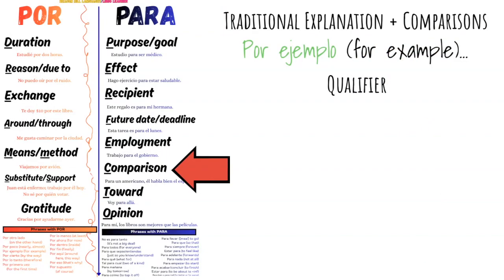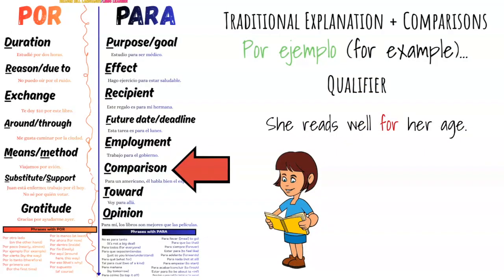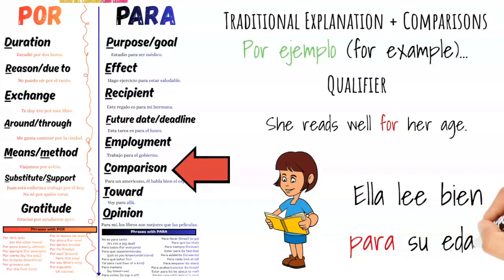We can also use para for comparisons, describing something relative to something else, or as a qualifier. Para un americano, él habla bien el español. For an American, he speaks Spanish well. How would you say she reads well for her age? That's right. Ella lee bien para su edad.